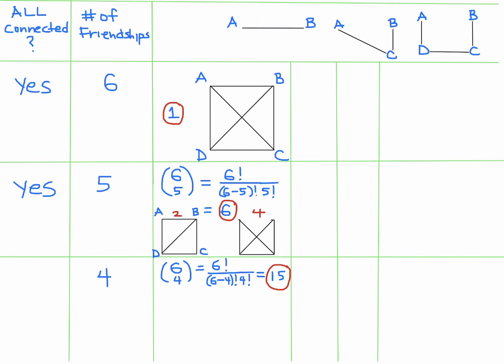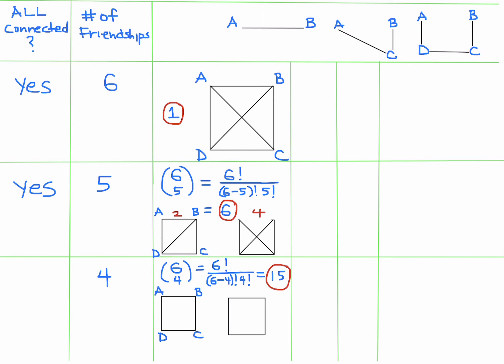Now, are they all connected though, if you have 4 friendships? Well, let's see. Let's draw some possibilities. Let's draw this one here. That's 4 sticks. Are they all connected? Can you get from any one of these to the others? And the answer is sure you can.